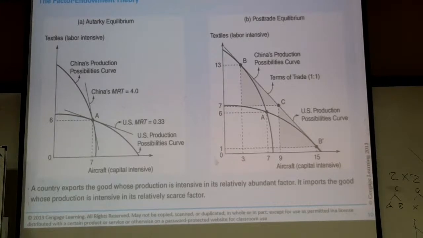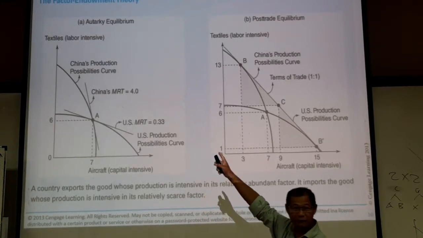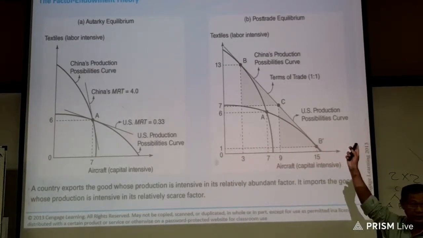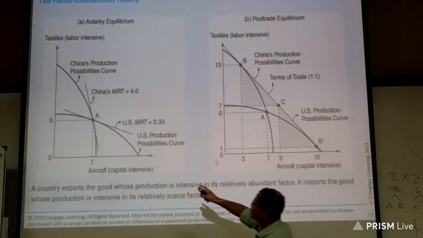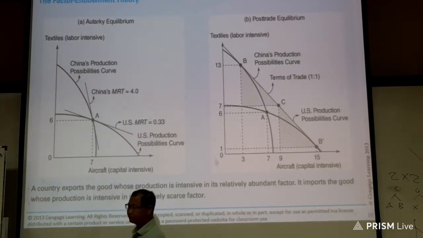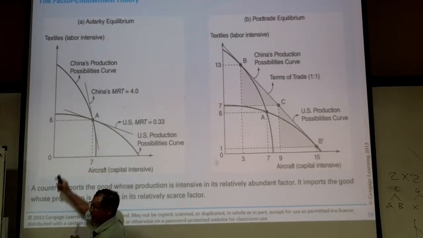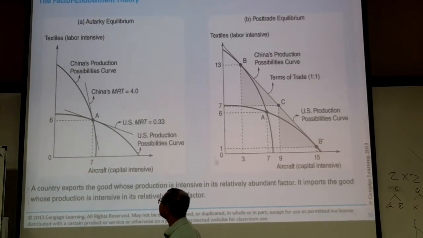The shape like this is different from the shape of another country. That makes them want to trade. So this is before trade on the left, on the right after trade or with trade. So starting point A, 7, 6, United States. China also the same, 7, 6. Same starting point A, overlap the two graphs, two countries.